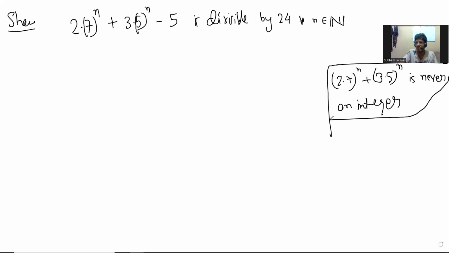Please try it, it's a fun question. Please note this down. These are interesting, because we are saying it's never an integer for any n. Induction may not work here, but anyways.